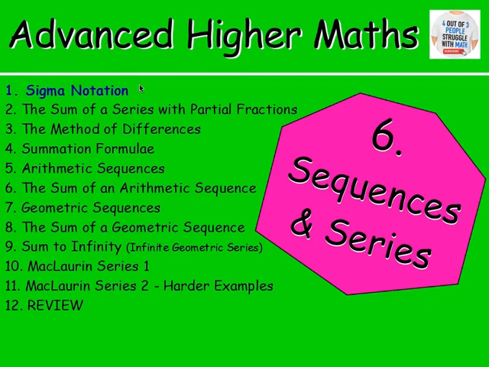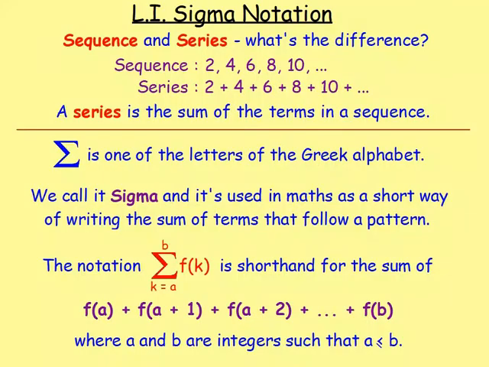Well, we started off ages ago with sigma notation. Sigma is one of the letters of the Greek alphabet, and we use it in maths as a short way of writing the sum of terms that follow a pattern. A lot of the time it's written like this. What this means is it's the sum of f of k.